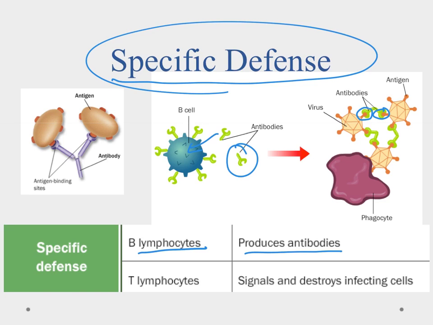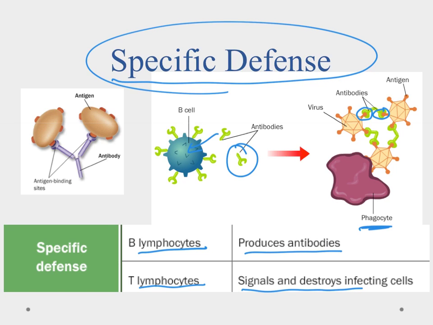And when they start doing this, they send out a signal to the phagocytes that'll come over there, and then they will consume these viruses in this case, and then they'll digestively start breaking them down inside of here. So we can get rid of a pathogen that way. We can also have a T lymphocyte, and the T lymphocyte is going to signal and destroy these infecting cells as well.